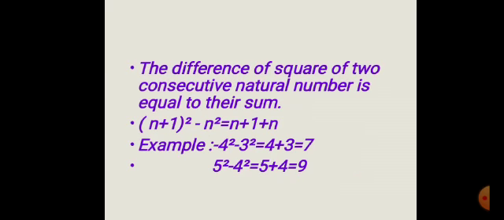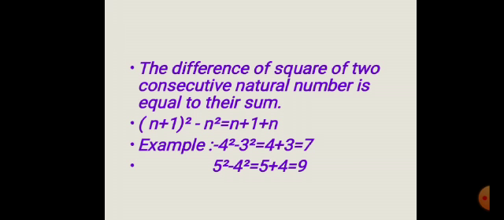The difference of squares of two consecutive natural numbers is equal to their sum. We have to find the difference of squares of two consecutive natural numbers. Suppose I am taking an example, 3 and 4. The square of 4 and the square of 3: 4 4s are 16, 3 3s are 9. 16 minus 9 is equal to 7, and when we add 4 plus 3, that is equal to 7.